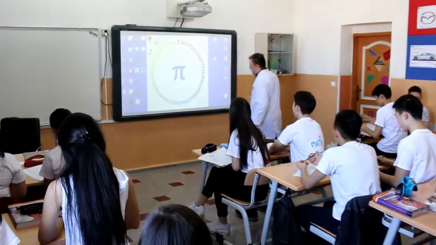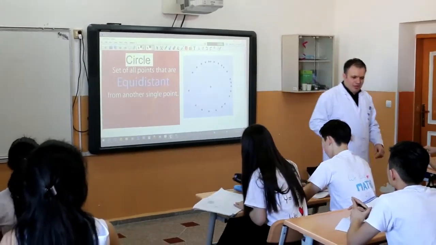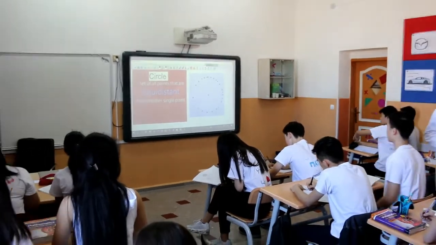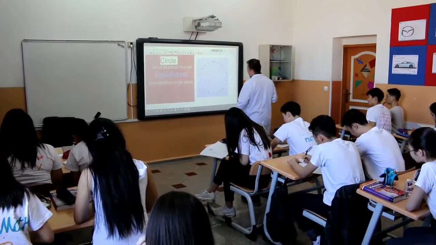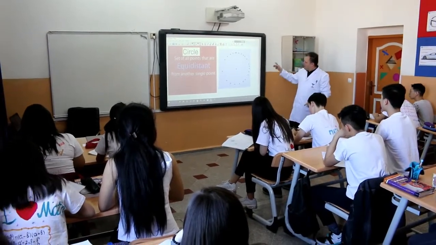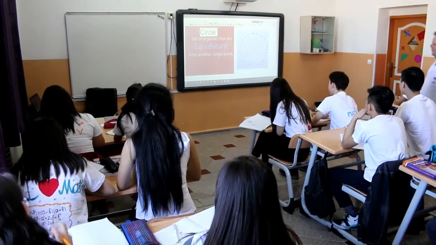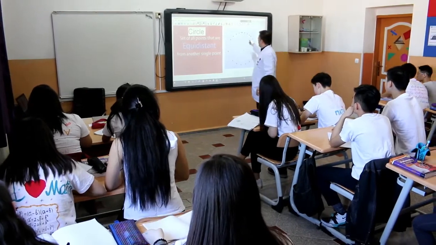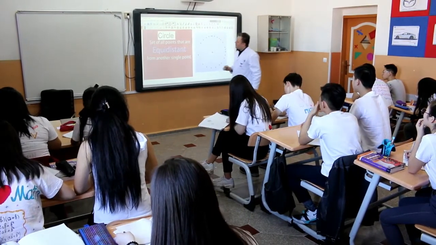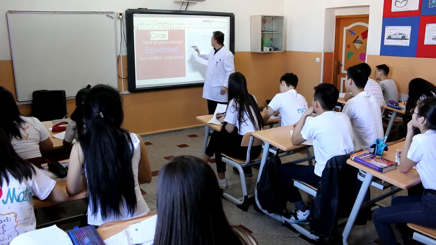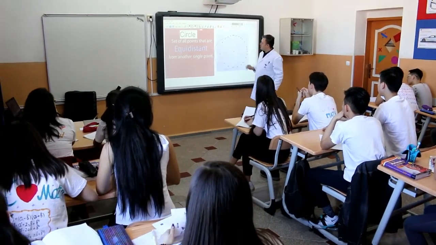Previous lesson we learned about circle, right? Today we repeat it. What is the meaning of circle? Circle: set of all points that are equidistant from another single point. And how many points can we draw like this? Too many, infinity. If we collect these infinity points, which are equal distance, that's called circle. Like this.